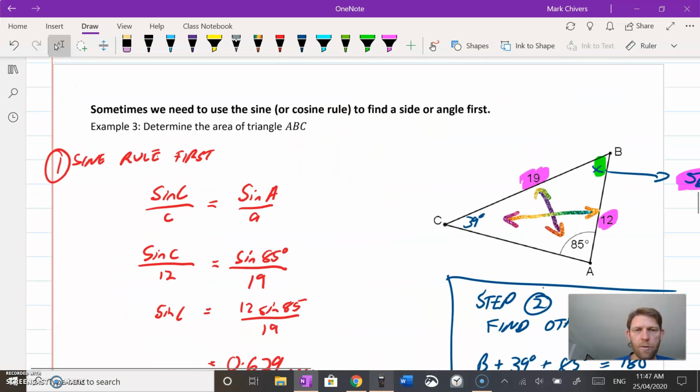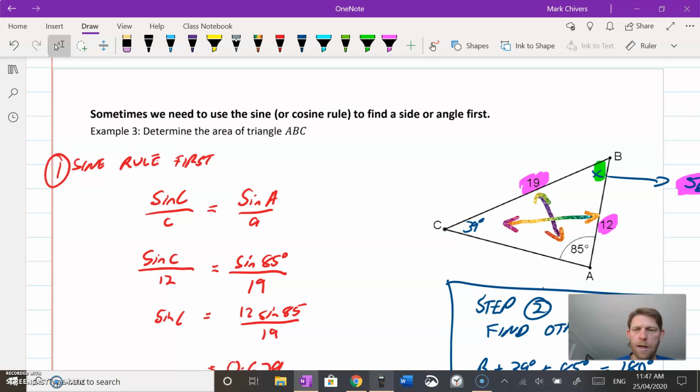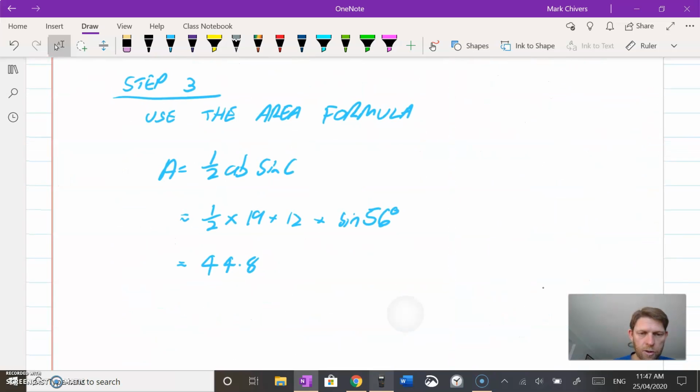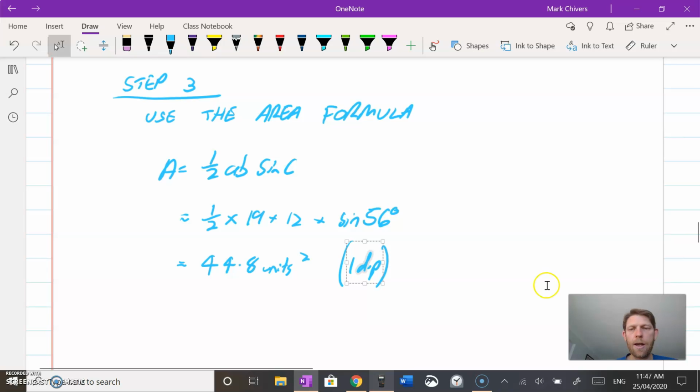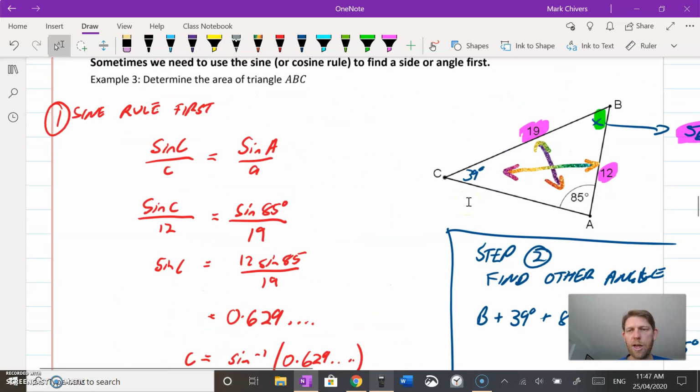The units given in the question weren't there, so we'll just say units squared. And that's to 1 decimal place. Okay, that's a rather involved question. Chances are if that was a HSC question, it'd probably be stepped out. So it'd ask you to use the sine rule first, then it would ask you to find the angle, then it would ask you to use the area.